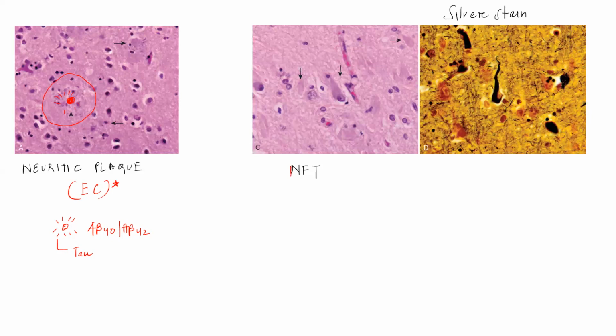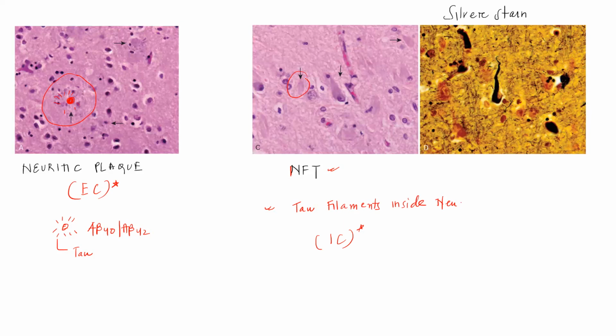But neurofibrillary tangles are hyperphosphorylated tau-containing filaments inside the neuron. That means these are intracellular. These are known as neurofibrillary tangles, as you can see here. So this is the neurofibrillary tangle.